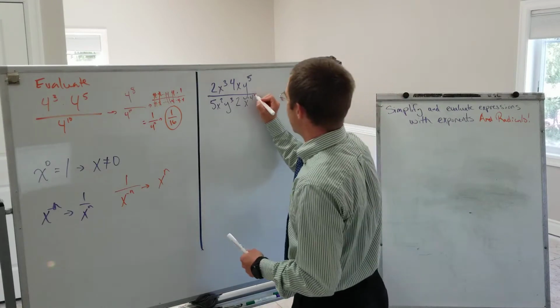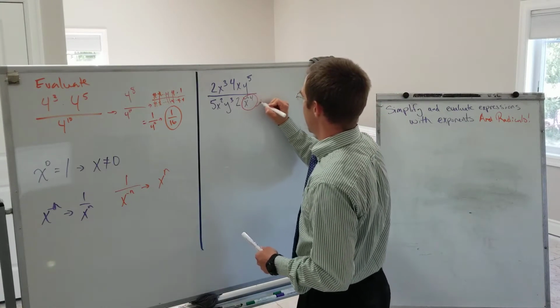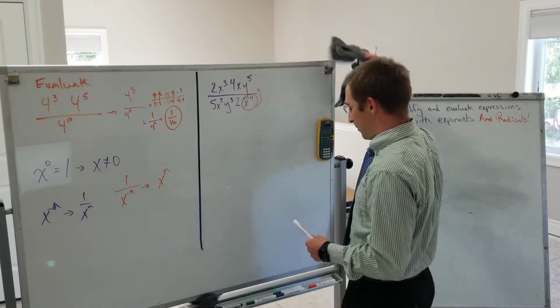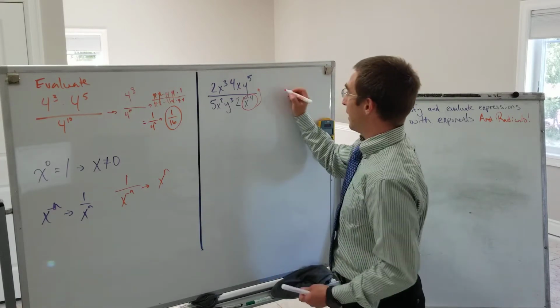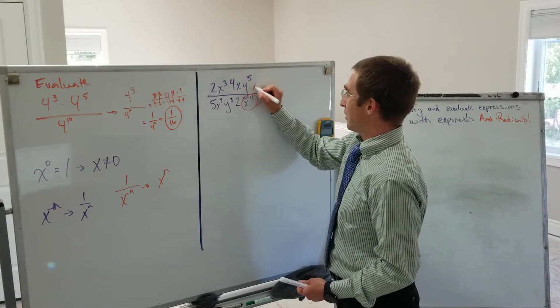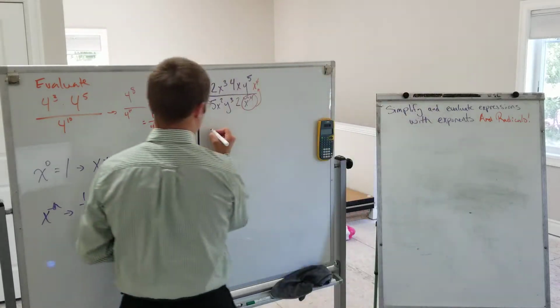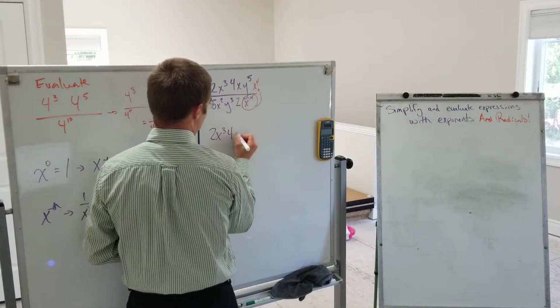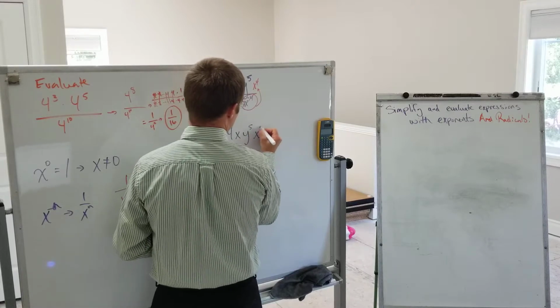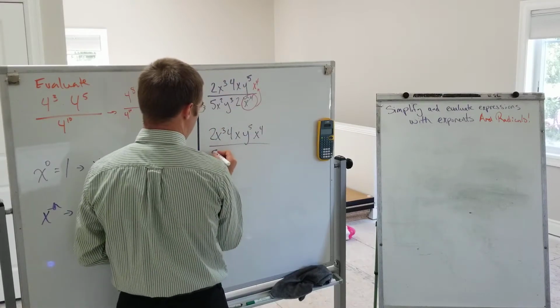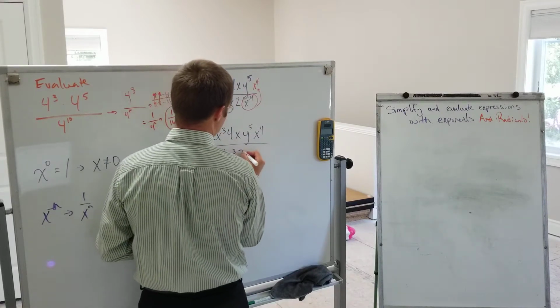So the first thing I'm going to do is take this x to the negative fourth and move it up to the top of the fraction as x to the positive fourth. So now we have 2x to the third, 4x, y to the fifth, x to the fourth, over 5x squared, y to the third times 2.